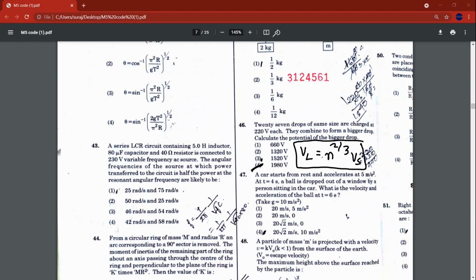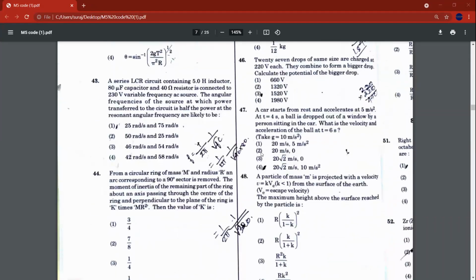47. Car starts from rest, accelerates at 5 meters per second squared. At t equal to 4 seconds, a ball is dropped from the window by a person sitting in the car. What is the velocity and acceleration of the ball at t equal to 6 seconds? So I want velocity and acceleration. Easy question. We can say it's an easy question.